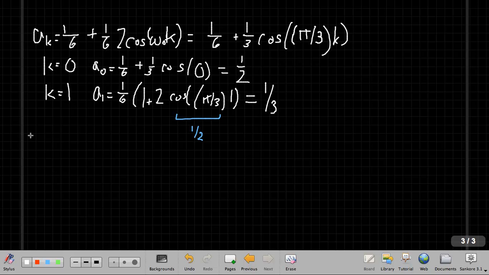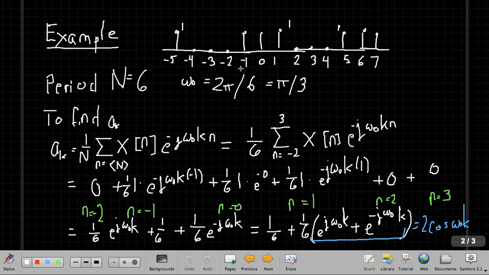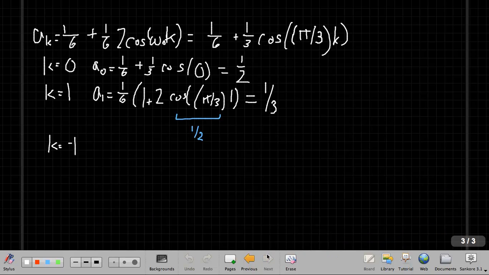And then here's a chance for me to make things efficient. I could put in k equals -1, and the first thing I notice is cosine is an even function. Cosine of minus pi over 3 is the same as cosine of pi over 3. So I'd still end up with a third here. And in fact, that's not an accident, because the Fourier series properties tell us, if I go back a page, that if this is my x of n, and it is real valued and even symmetric around n equals 0, its Fourier series will also be real valued and symmetric around k equals 0.